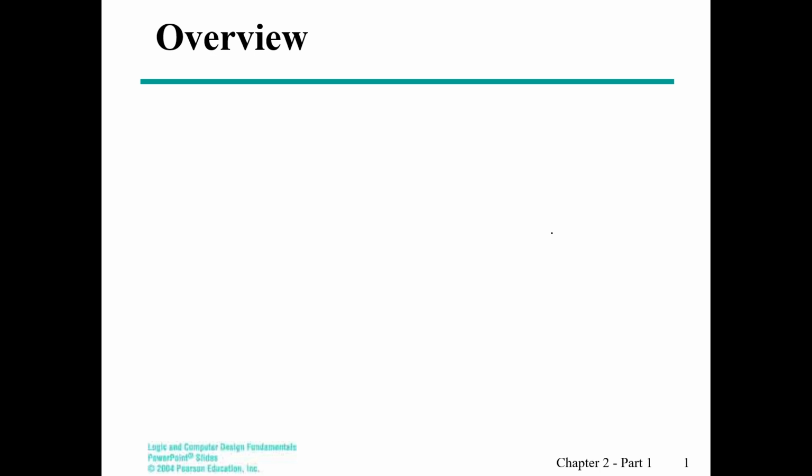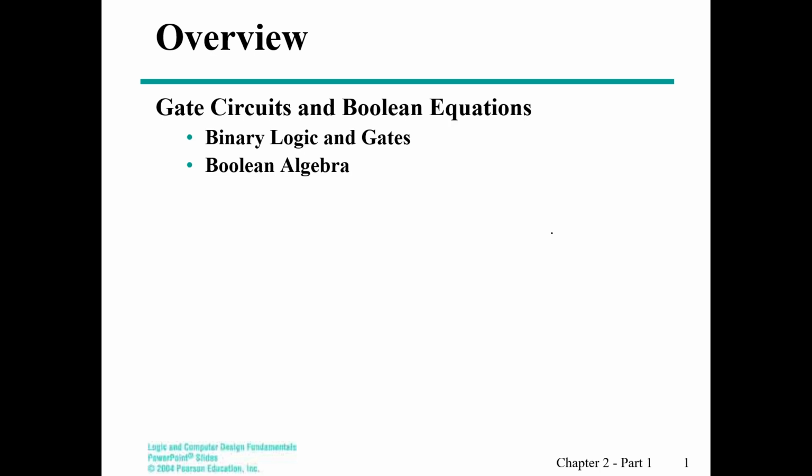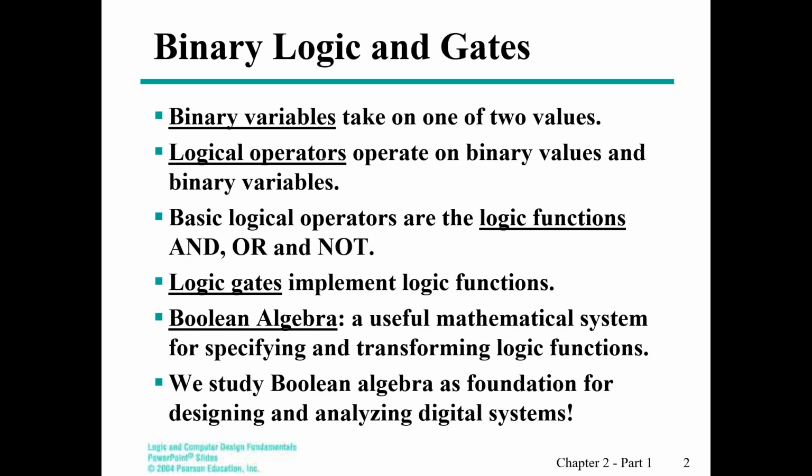We are going to see about Boolean functions and logic gates. First we are going to see about binary logic and its gates, then Boolean algebra. Binary logic: a binary variable takes one of two values, because a binary value means 0 and 1. If we take the variable capital A, it assumes the value 0 or 1.